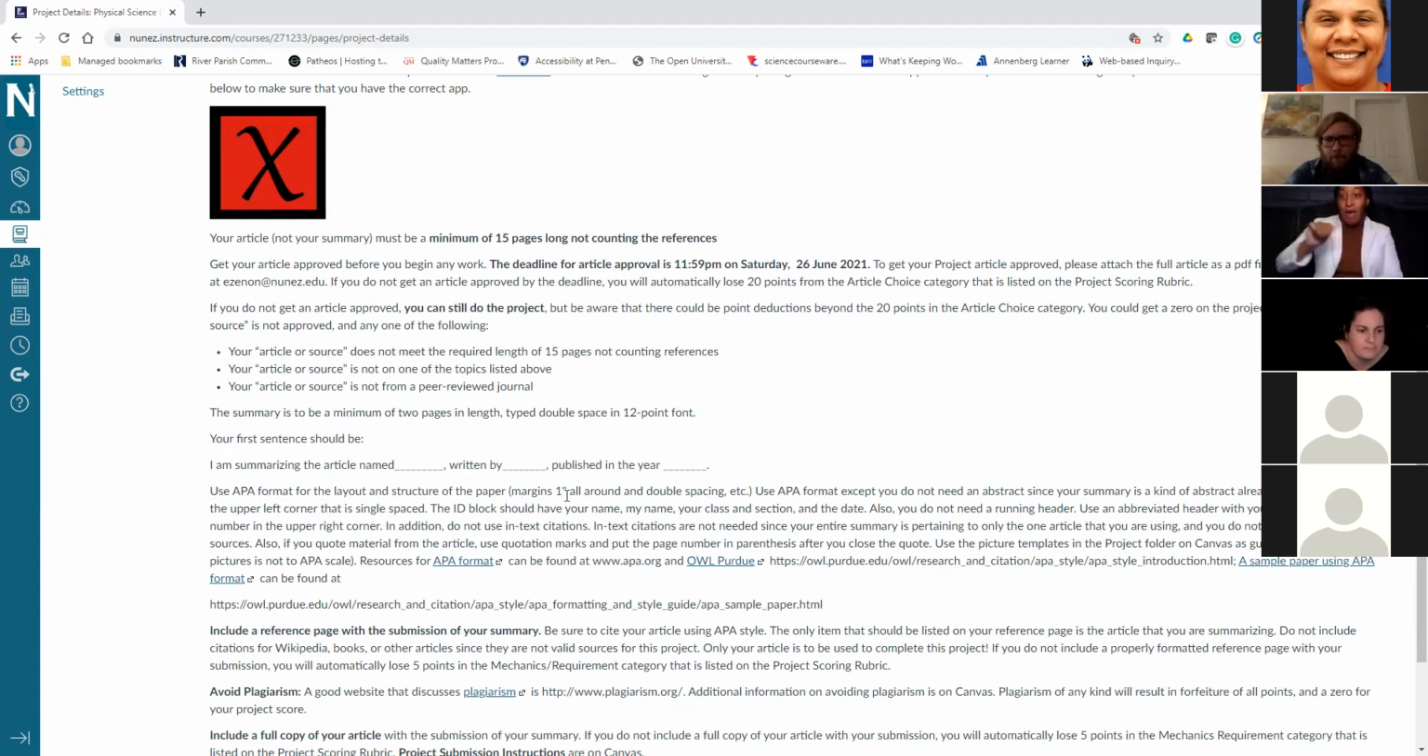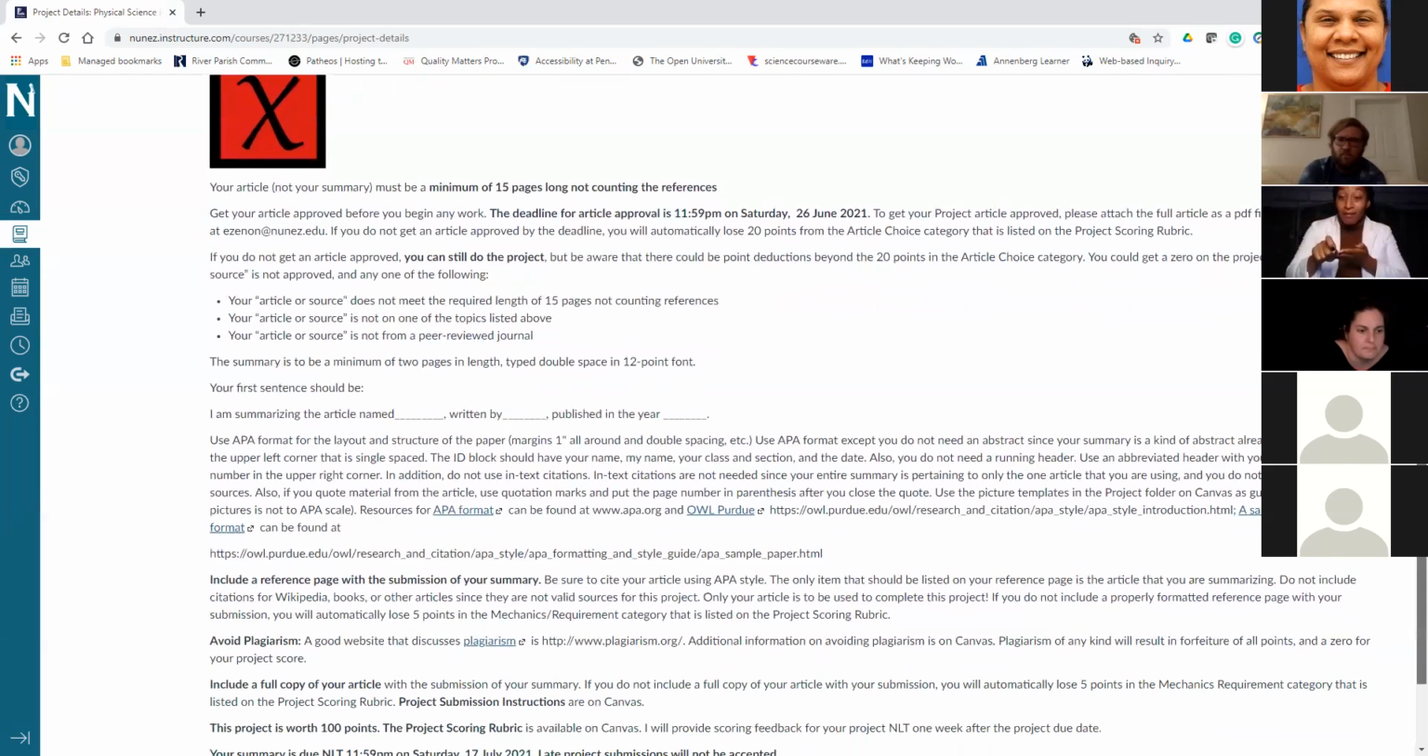Your margins have to be 1 inch all around, and you have to use double spacing, which is APA format, right? Also, you're not to write an abstract. Some students make the mistake of writing an abstract and a summary. Well, the summary is already an abstract. You don't need to do both, okay? So you're writing a 2-page summary explaining the article in your own words as best as you understand, okay?